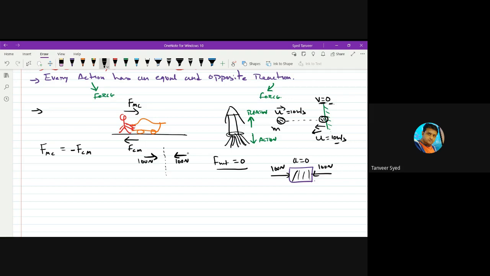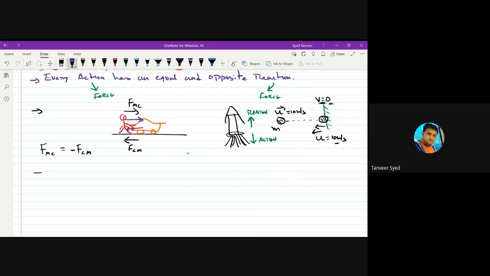But here the forces are acting on two different bodies. Force by man on the car is acting on the car. Force by car on the man is acting on the man. As they are not acting on the same body, they cannot get cancelled. Action, reaction do not get cancelled. If they are not getting cancelled, there is a resultant force. If there is a resultant force, there will be acceleration. Because of that resultant force, the car moves.